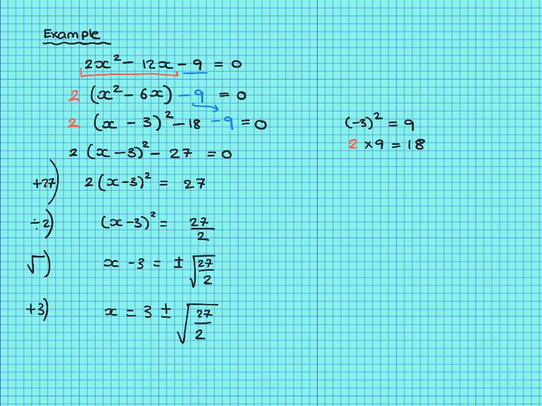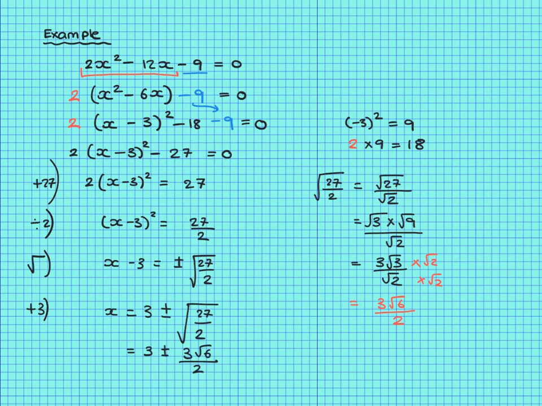Now we can do a little bit of simplification here because root 27 over 2 will simplify to root 27 over root 2, which is root 3 multiplied by root 9 over root 2, or 3 root 3 over root 2, and then as a final step we can rationalise the denominator multiplying by root 2 and root 2 here in the numerator and denominator, which gives us 3 root 6 over 2. So our final answer for x, or our roots, can be expressed as 3 plus or minus 3 root 6 over 2. And we are done.